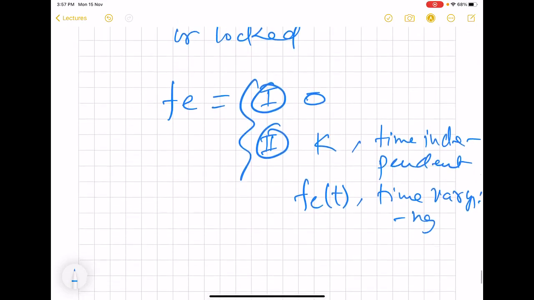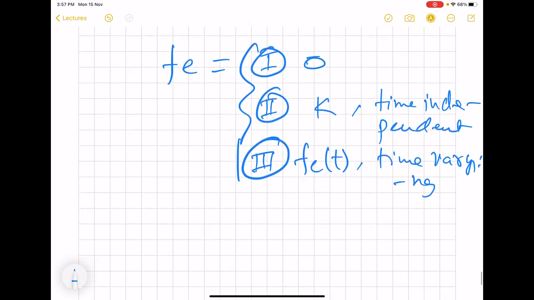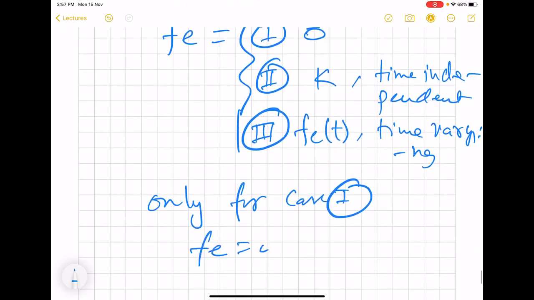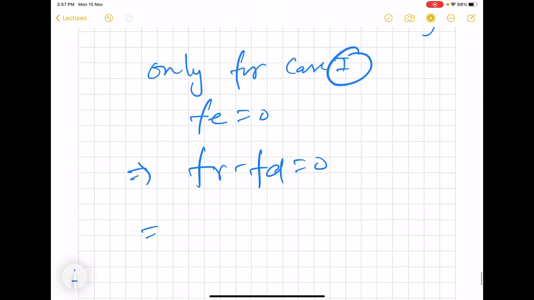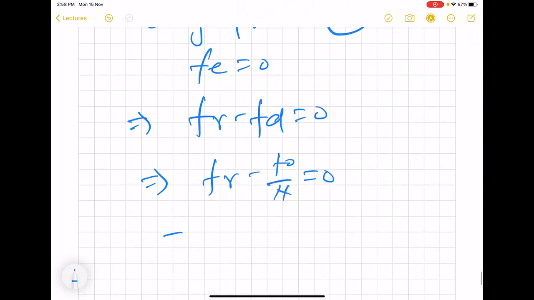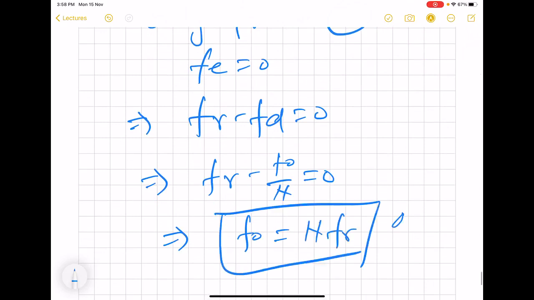So these are the three cases possible here, like the previous case. But here we can see that only for case 1, we will have Fe equal to 0, and this implies F ref minus Fd is equal to 0. And since Fd is Fo by N, we will have this equation ultimately saying that Fo will be equal to n times f ref.